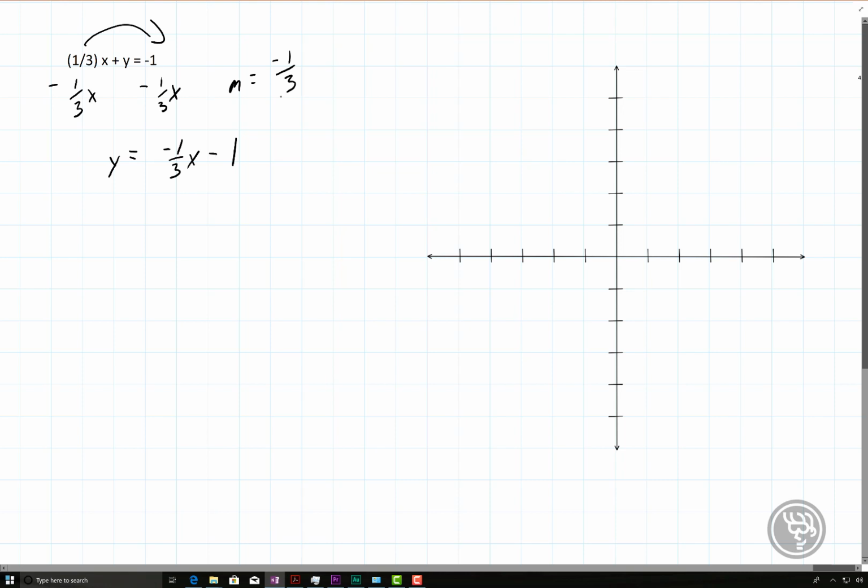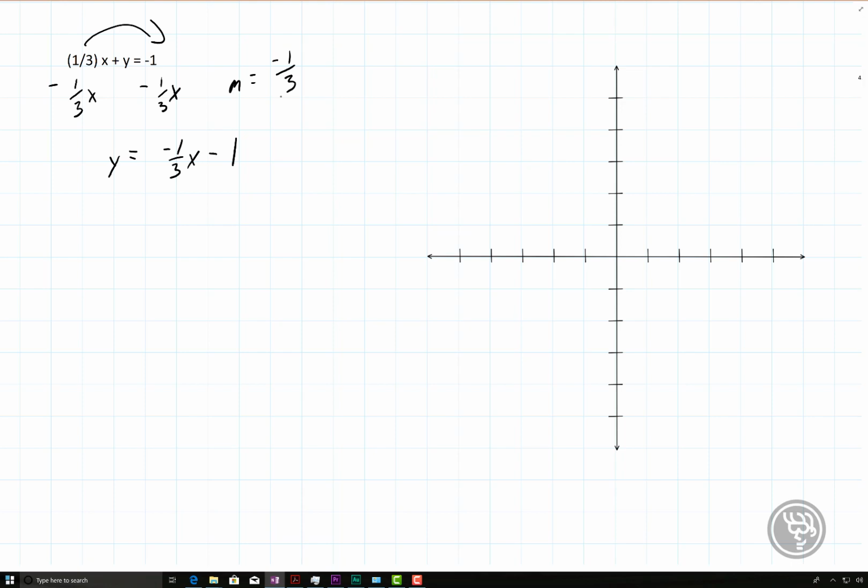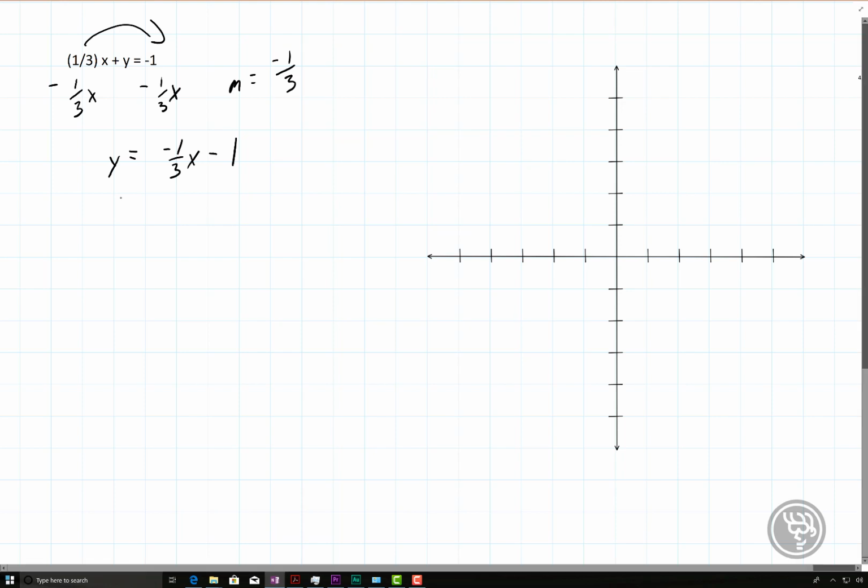Okay? So now we need points. And the easiest way to do that is start with 0. Y is equal to minus 1/3 times 0 minus 1. You know, this goes away. Y is just going to be minus 1. So your intercept is going to be 0, negative 1. If we come over to the graph, at 0, we go negative 1. So it's right here, my first point.